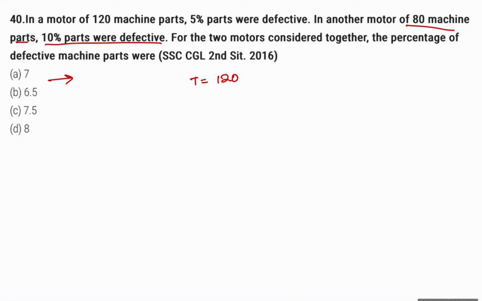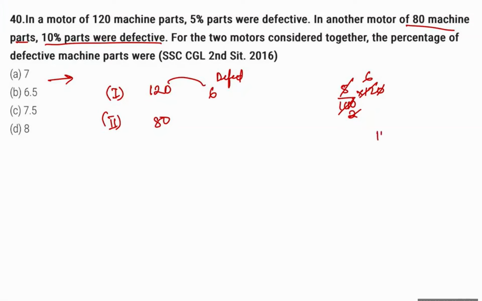In the first motor there are 120 parts and 5% are defective. 5% of 120 is 6, so 6 are defective. In the second motor there are 80 parts and 10% are defective, so 10% of 80 is 8 defective.